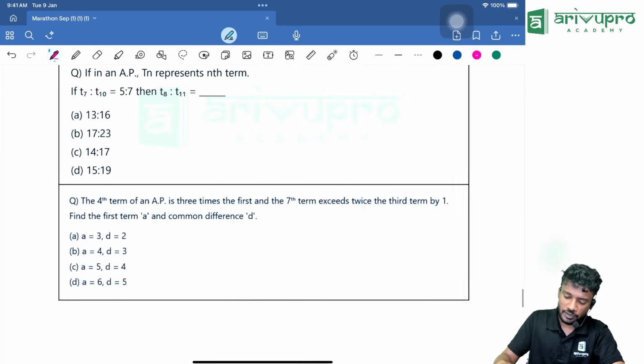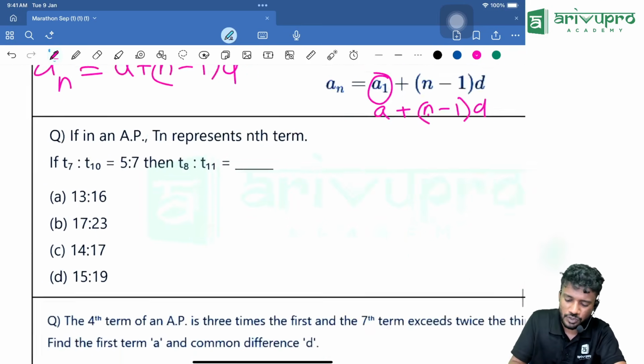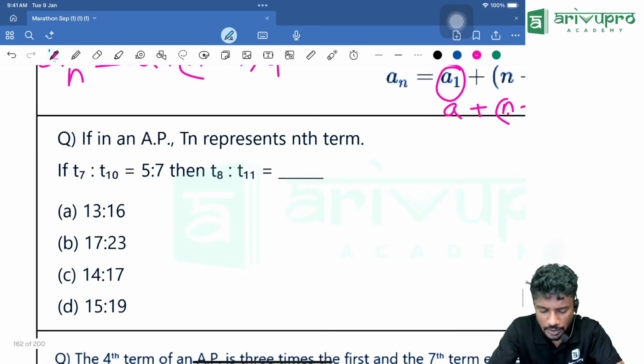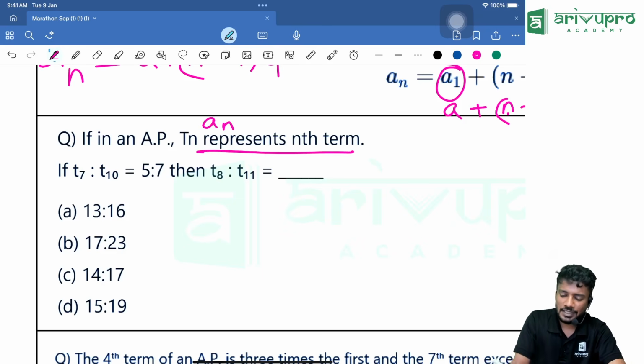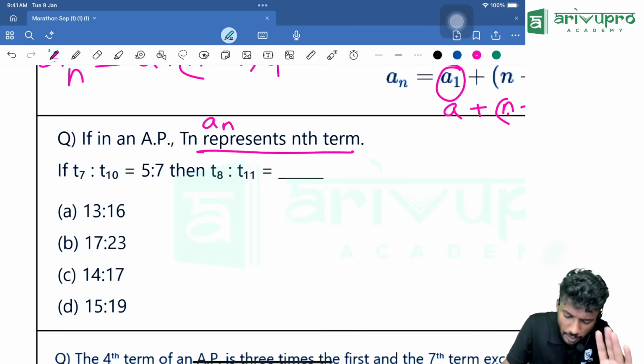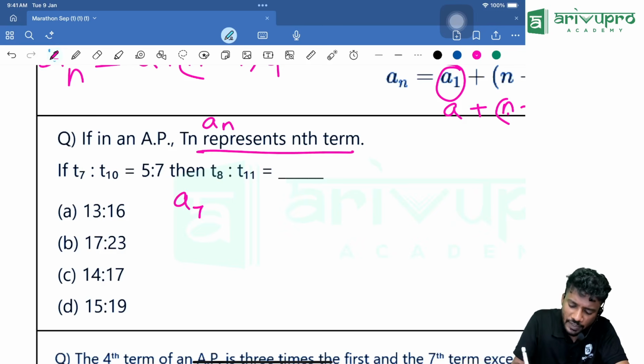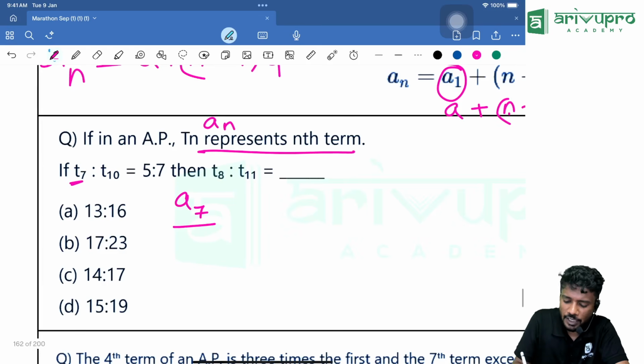Now people, we will solve one question. First question itself we will solve. Check this. If in an AP, Tn represents the nth term, that means Tn is nothing but our An. Then A7 divided by A10 is equal to how much? 5 by 7.